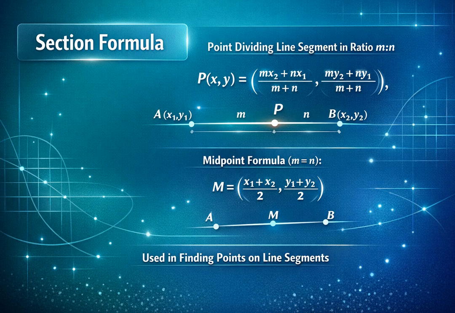The section formula finds a point dividing a line segment in a given ratio. If a point divides the segment joining (x1, y1) and (x2, y2) in ratio m:n, its coordinates are (m x2 plus n x1) over (m plus n) for x, and similarly for y. The midpoint formula is simpler. When m equals n, the midpoint is ((x1 plus x2) over 2, (y1 plus y2) over 2).